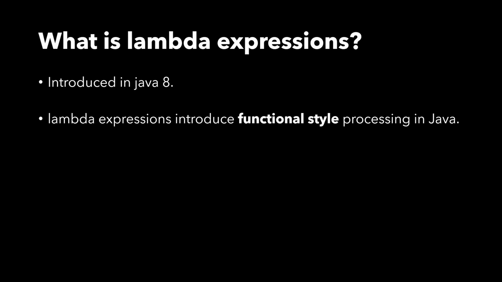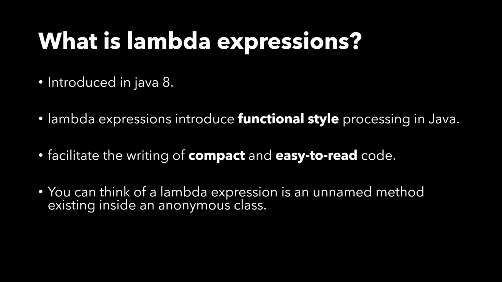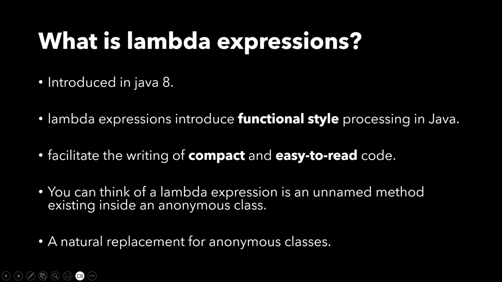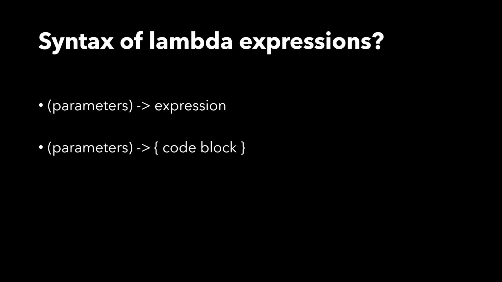Amazing. So now let's recap. Lambda expressions were introduced in Java 8, and Lambda expressions introduce functional style processing in Java, as we have seen in the calculator example. It also facilitates writing compact and easy to read code. How easy it is, it's just one line of code and you're writing everything. As I said, it's a replacement of anonymous class. Also, we have seen the syntax.